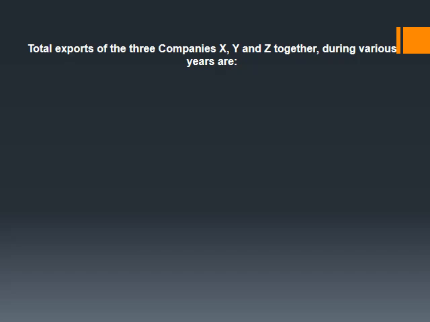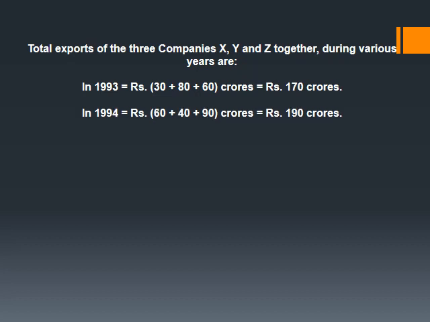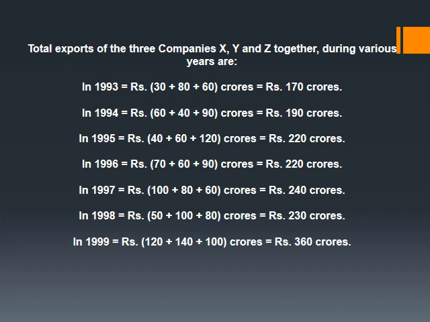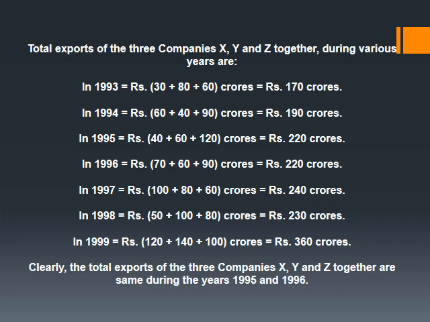Total exports of three companies X, Y and Z together during various years are, we can see 1993 it is 170 crores, 94 190 crores. Let us see like that. We can see for different years it's going to be like this. So we can see there are 2 years in which the exports are the same, that is 95 and 96. So these are the 2 years, and that is the answer.